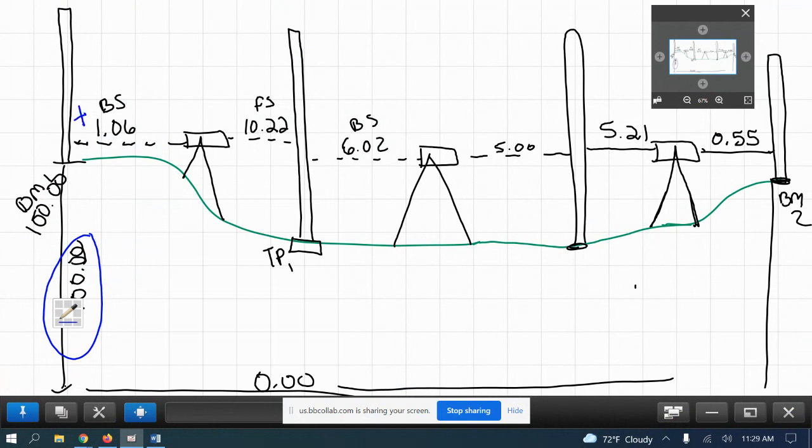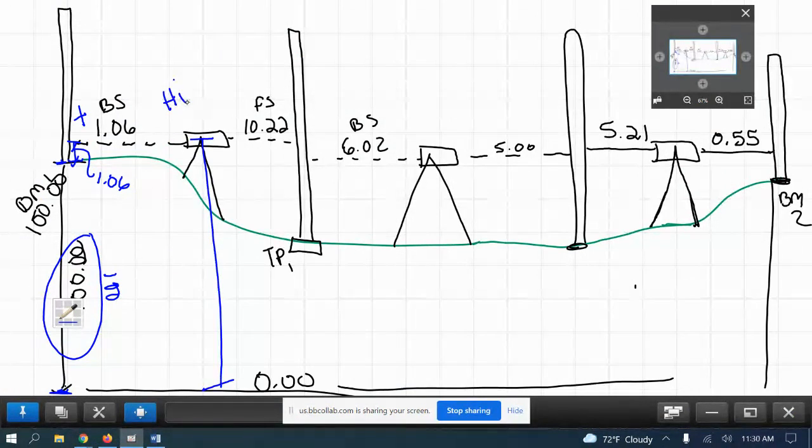So we go ahead and set our instrument up. We read back on the rod and we read 1.06. And from here to mean sea level is 100. So all I have to do is add the two to get the height of the instrument. So my HI would be 101.06.